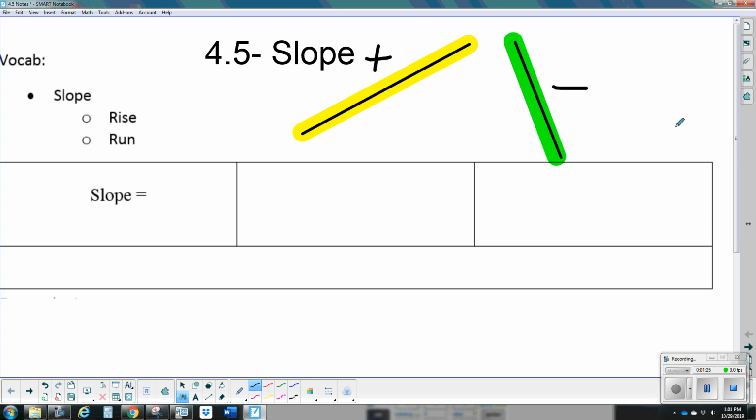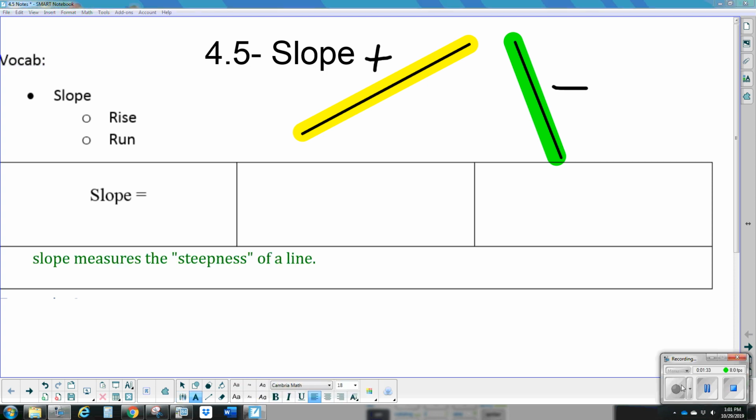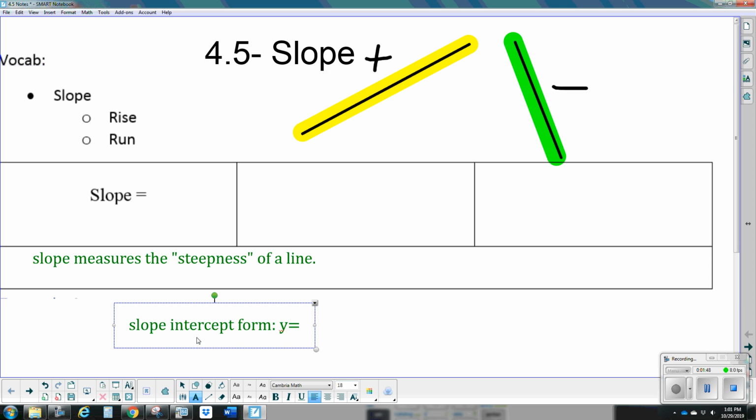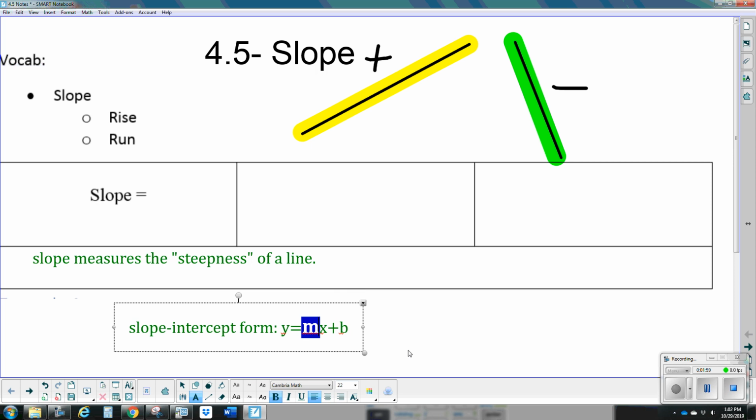Slope can be either positive or negative, but it's a ratio, and this ratio tells us the steepness of the line. If you remember from Algebra 1, or you did some work in Algebra 2 as well, we have something called slope-intercept form, and that is y equals mx plus b. It's a form of writing a linear equation where m is the slope. The variable that we use to define slope is m.